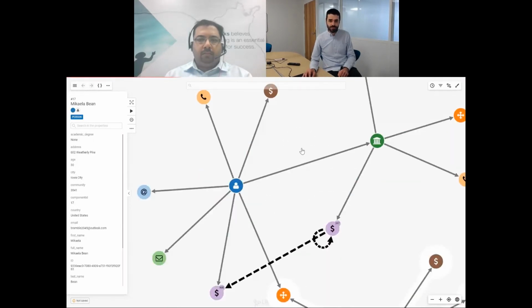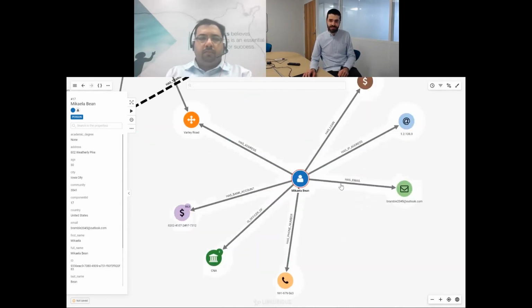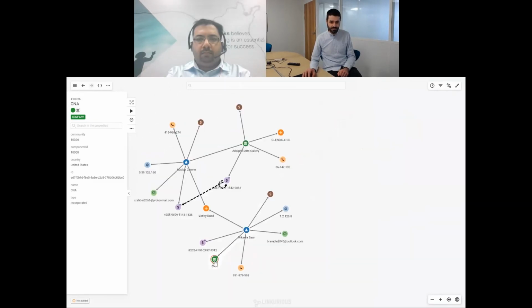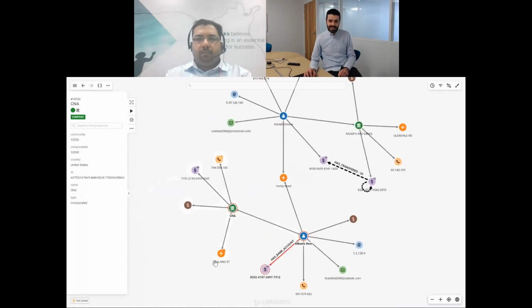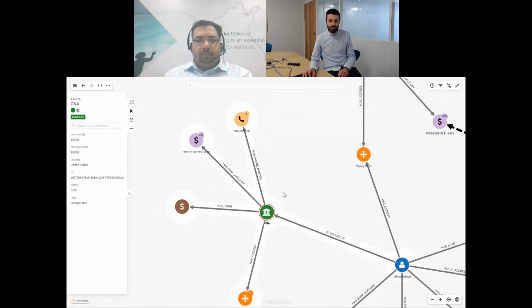Okay, so we are going to go ahead and follow that lead. We see that this person is connected, for example, to an email address. Once again, this information seems to be coming from the retail banking database. But interestingly, that person is also a CEO of another company called CNA. We can follow that lead, and we see some more information associated with the company.